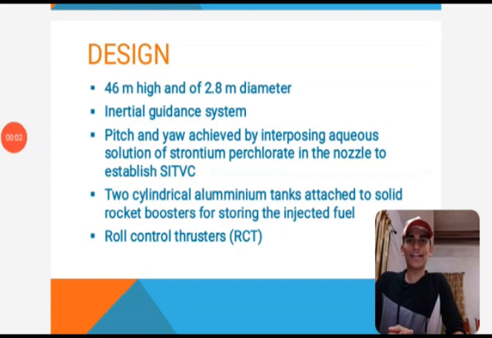Hello friends, my name is Shubham Suryavanshi and my roll number is H70. Now I am going to explain the design of the PSLV rocket.